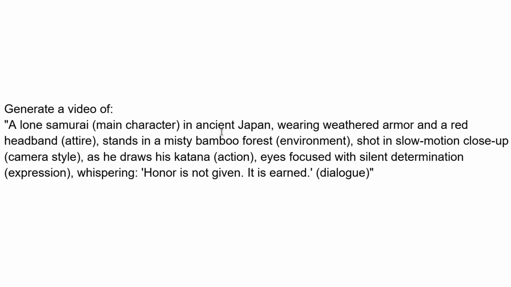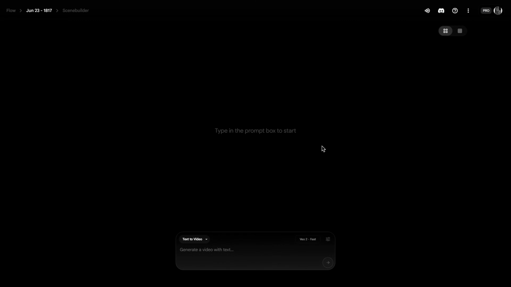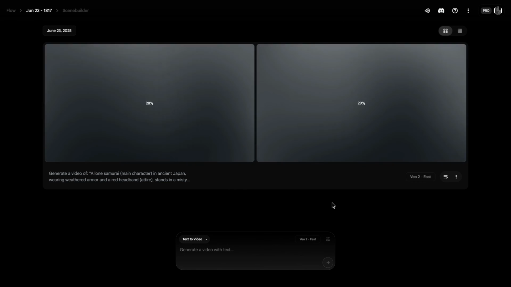Here's a real prompt example. A lone samurai in ancient Japan, wearing weathered armor and a red headband, stands in a misty bamboo forest. Slow motion close-up as he draws his katana. Eyes focused with silent determination. He whispers, "Honor is not given. It is earned." So that's basically how you can write perfect VO3 prompts.